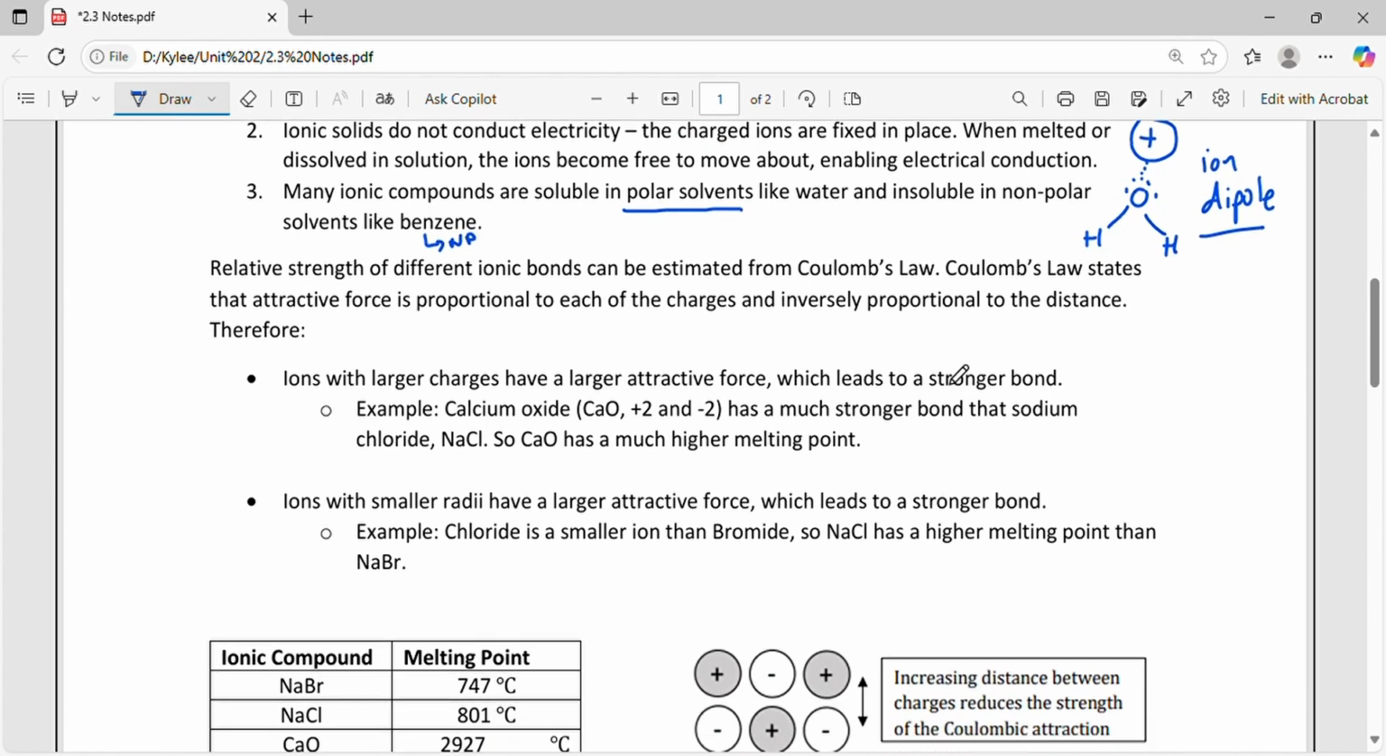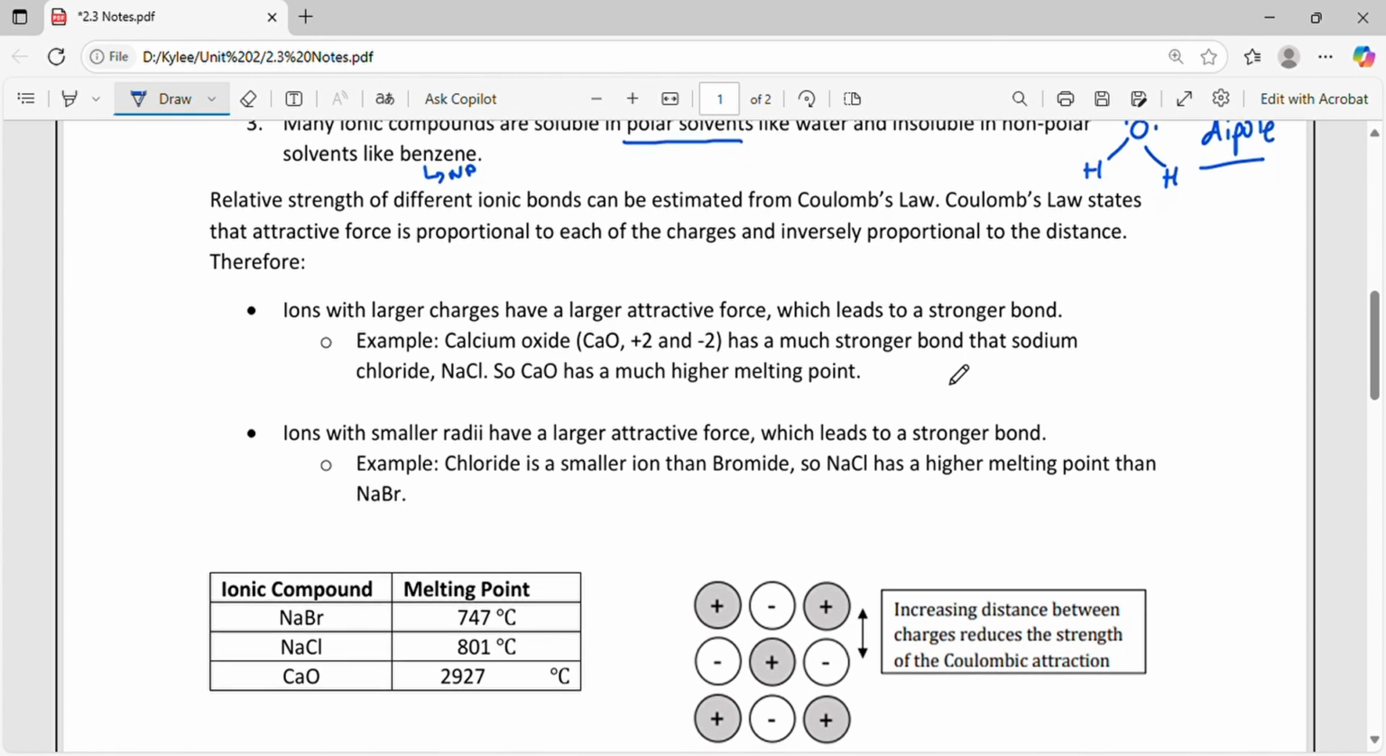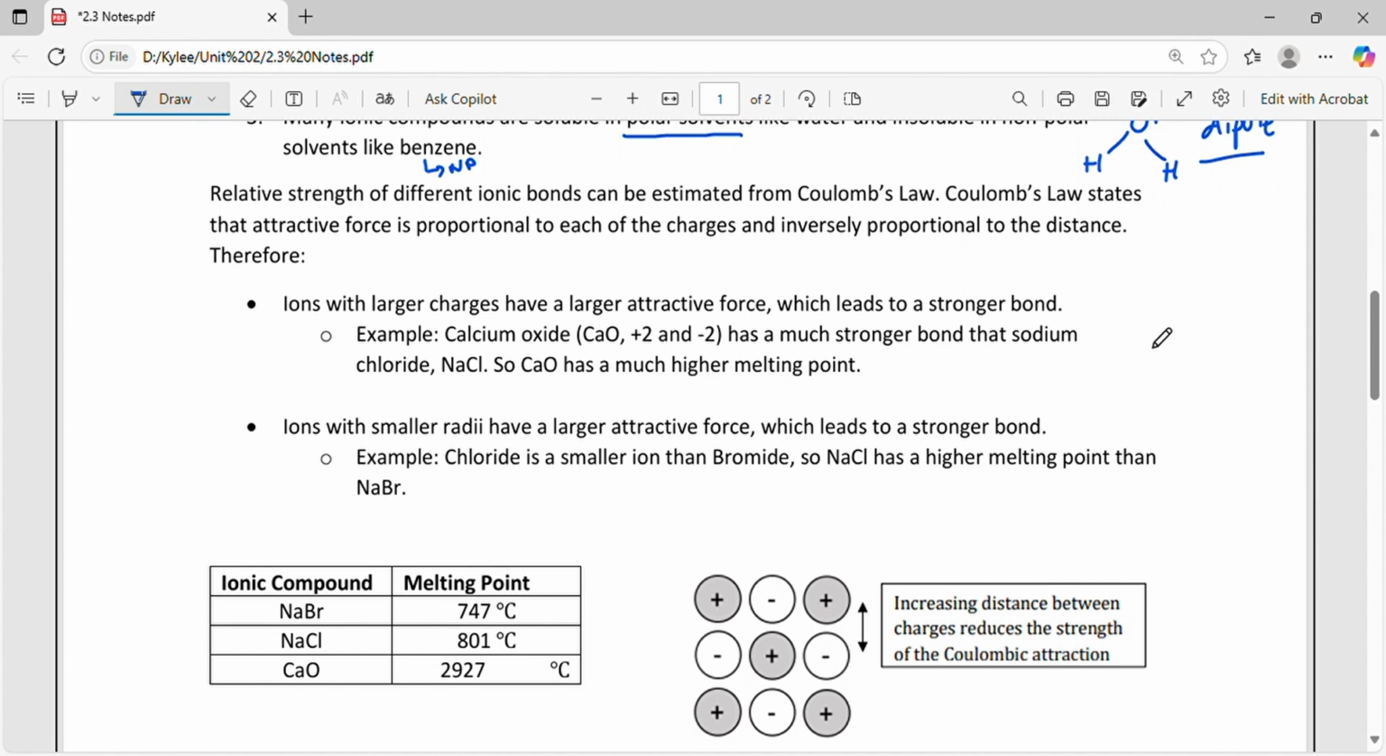Now, the strength of an ionic bond can be estimated using Coulomb's law. Remember, the attractive force is proportional to both the charges of the ions, which means if charge increases, the force increases. So it's proportional to the charge, and it's inversely proportional to the distance. So if distance increases, force will go down.